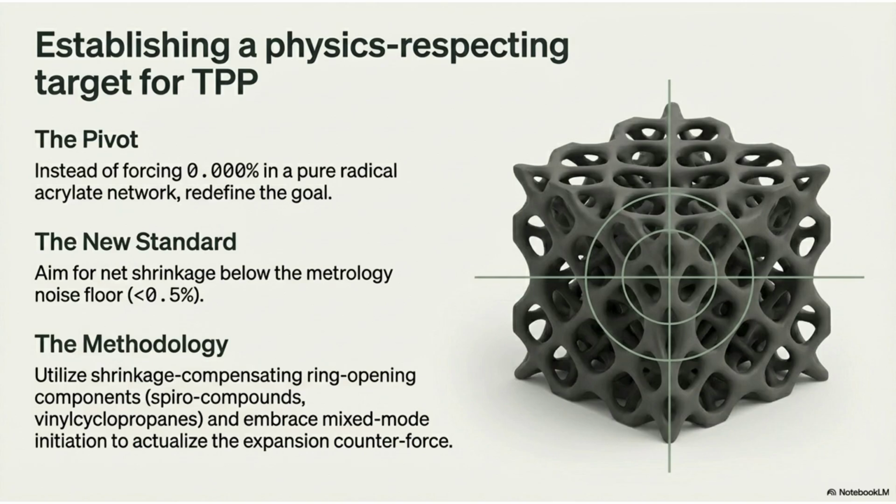The pivot for TPP is to redefine the goal. Instead of forcing 0.000% in a pure radical acrylate network, aim for net shrinkage below the metrology noise floor, which is less than 0.5%. The methodology involves utilizing shrinkage compensating components and embracing mixed mode initiation to actualize the expansion counterforce.